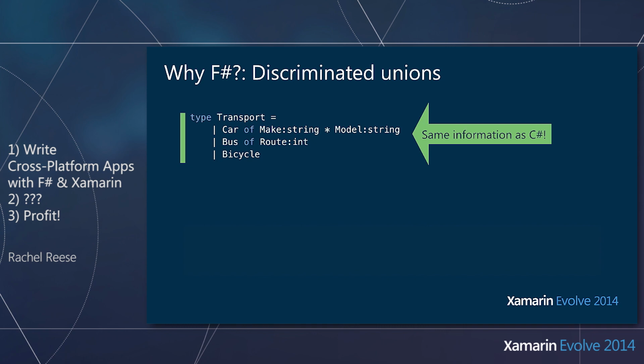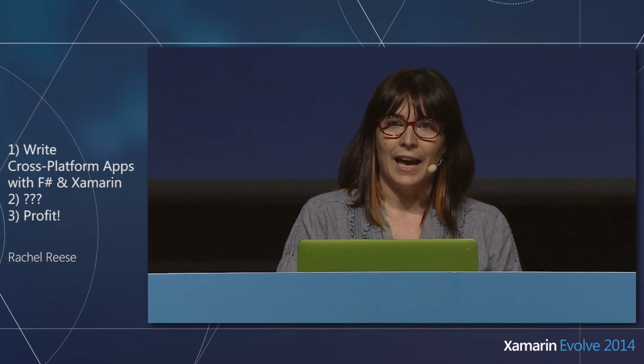The very simple, it's called a discriminated union. It contains exactly the same information. So car here is a type, takes make and model in as strings. Bus has the route information, and bicycle. It's those 4 lines, and you're done. You've been able to model that completely. And then any new one that you add to that just is 1 extra line instead of 1 entire new file. So it reduces your code tremendously.